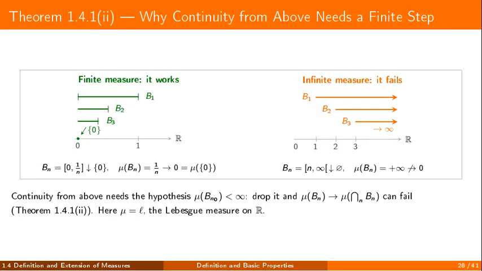Two pictures, side by side, settle the question. On the left, a decreasing sequence of intervals shrinking down to a single point. Each has finite length. The lengths fall to zero, and the limit matches the measure of the point. Continuity from above works. On the right, a decreasing sequence of half-lines marching off to infinity. They too shrink down to nothing, yet each one has infinite length, so the measures stay infinite and never approach zero. The sets close in on an empty intersection, but the measures refuse to follow. That single divergent example is the whole reason the finiteness hypothesis cannot be removed.